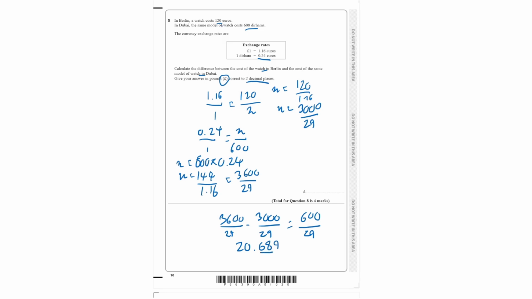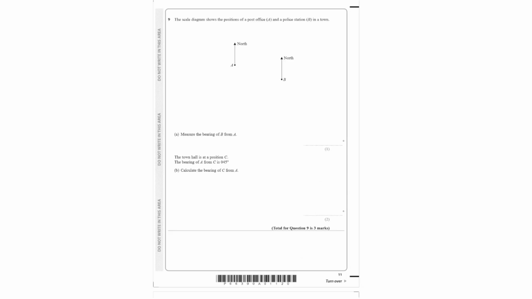So we look here. This is a 9. And we follow the rule 1, 2, 3, 4, 5, 6, 7, 8, 9. 1 to 4 we round down. 5 to 9 we round up. And 9 we round up. So our answer is 20.69. Question 9. The scale diagram shows the positions of a post office and a police station.